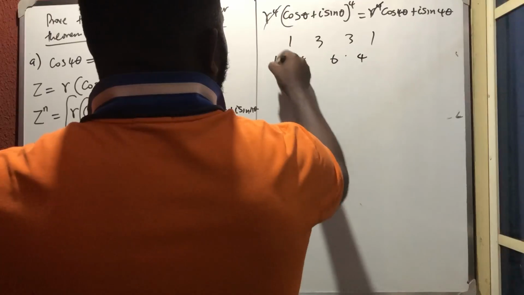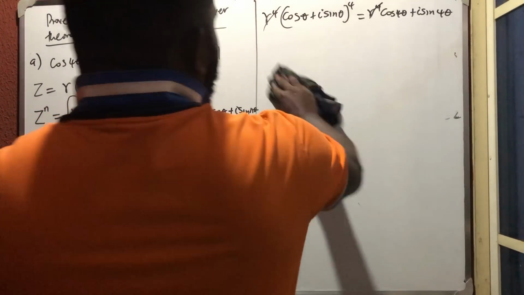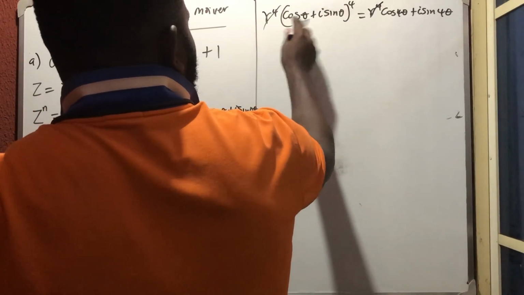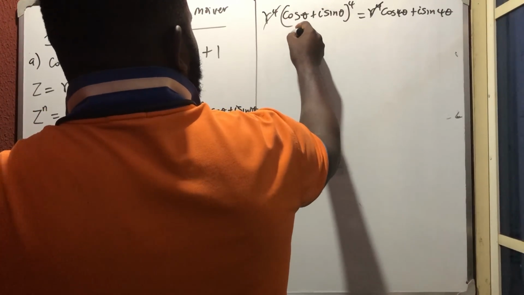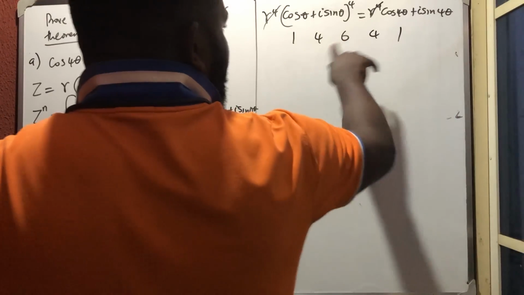This is 4 1 1. Okay, so for 4 it is 1 4 6 4 1. Please go and watch my video on binomial expansion. So to expand the left hand side, I use the binomial coefficients 1 4 6 4 1.